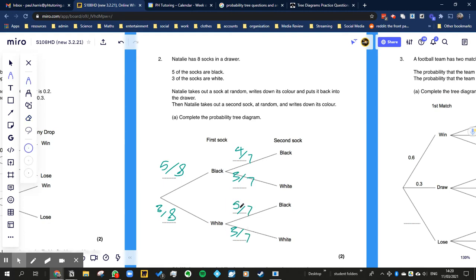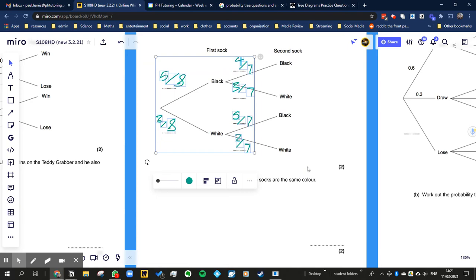Whereas in this case, again, you've taken out a sock, so these totals are still going to be 7. But the difference is that the black stays the same now, because you haven't taken one. There's still 5 blacks in there, and the whites will go down. So we've taken out one of the white socks, so we're now at 2 white socks. So this is an example of how you could do a probability tree where it does get impacted. All right, I'm going to rub all that out, so you can have a go at it yourself.